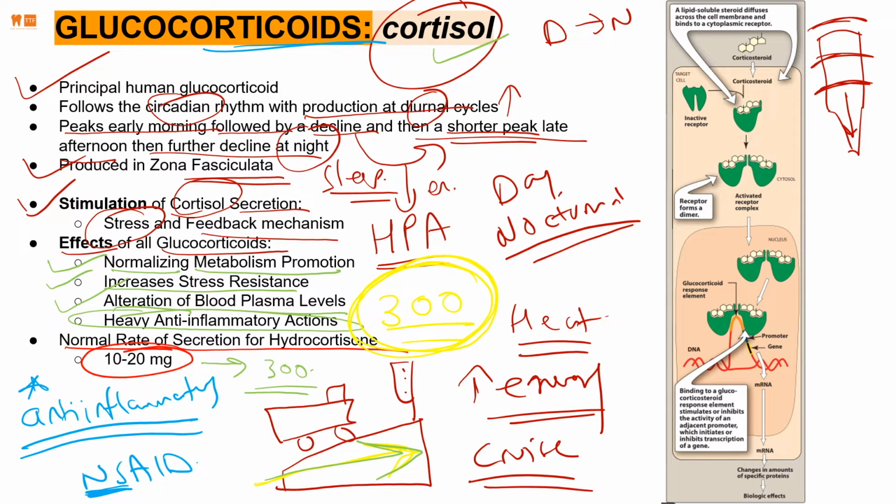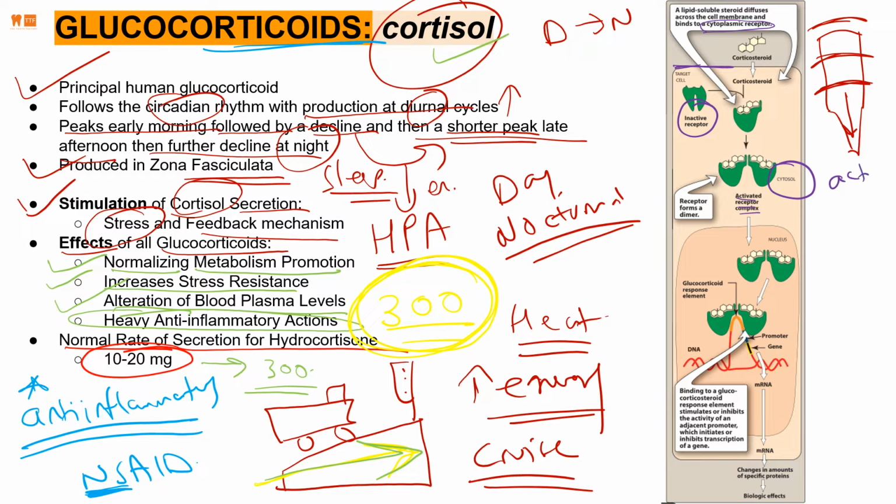Great. Let's move on to this diagram here. A lipid-soluble steroid, cortisol, diffuses across the cell membrane and binds to a cytoplasmic receptor. What cytoplasmic receptor? We're talking about the glucocorticoid cortisol receptor. So cortisol comes into the inactivated receptor, sits on the receptor, and then a complex is formed. Complex of what?